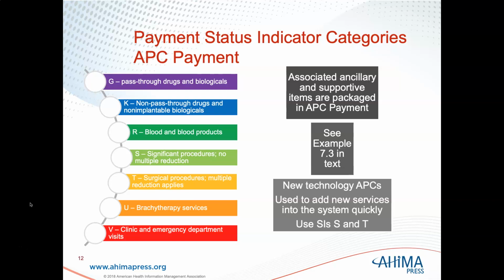There are new technology APCs. Those were created to allow new procedures and services to enter OPPS quickly, even though their complete cost and payment information is not known. There's 82 new technology APCs, or at least there were when this was done in 2018. That's probably increased. 41 groups have payment status indicator S and are not subject to multi-procedure discounting. The remaining 41 groups do have the payment status indicator T and are subject to the multiple procedure discount provision.